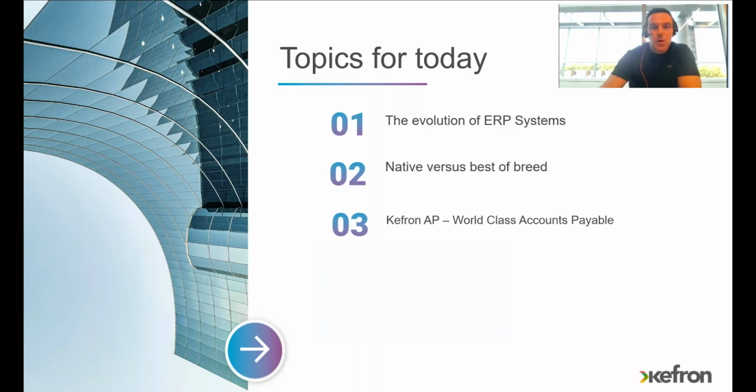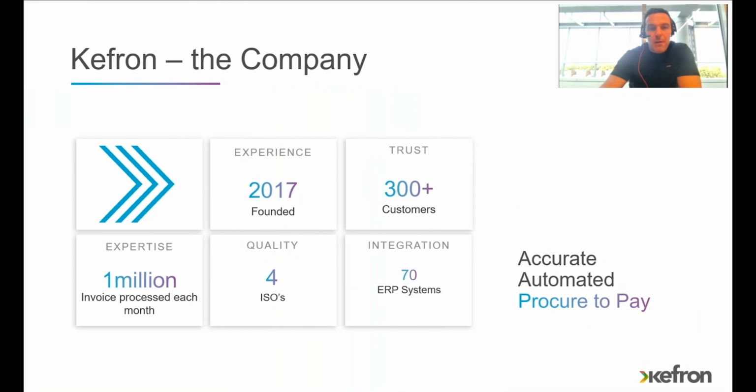For those of you who don't know Kefron as an organization, I touched on this briefly. Founded in 2017, the original group was founded in 1990, so over 30 years old a couple of years ago. We are 300 customers strong in our Kefron AP business. We process on average about 1 million documents each month through our solution. And we've got integrations to a variety of ERP and accounting software. So if you've got any ERP or accounting system that's been built in the last 25 to 30 years, we'll have successfully integrated to that system.